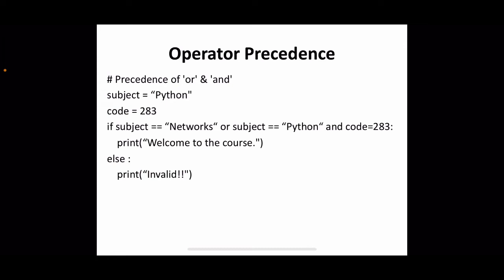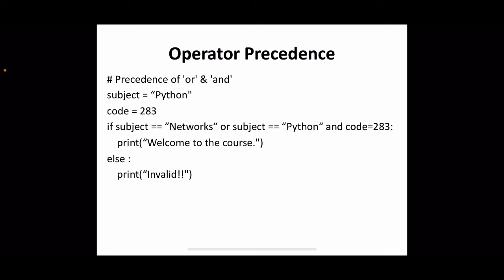We can see an example for this operator precedence by seeing the OR and AND. As you know, AND is having more precedence than OR, right? We are giving two different variables here. Subject, the value is assigned as Python, and code is assigned as 283. And condition here is if subject is equal to network or subject equal to Python and code equal to 283, we have to execute this print statement. Otherwise, we have to execute invalid.